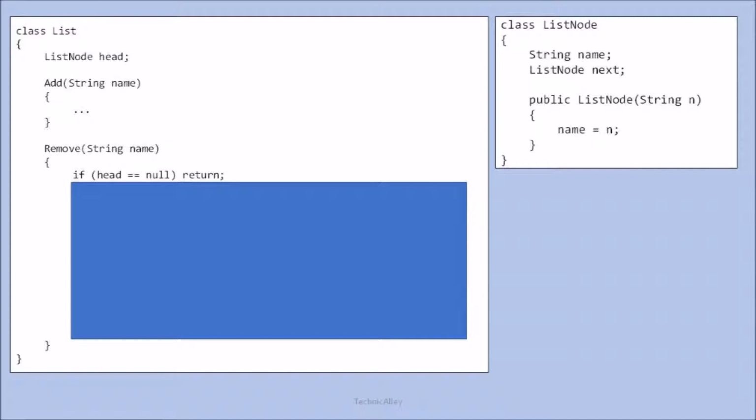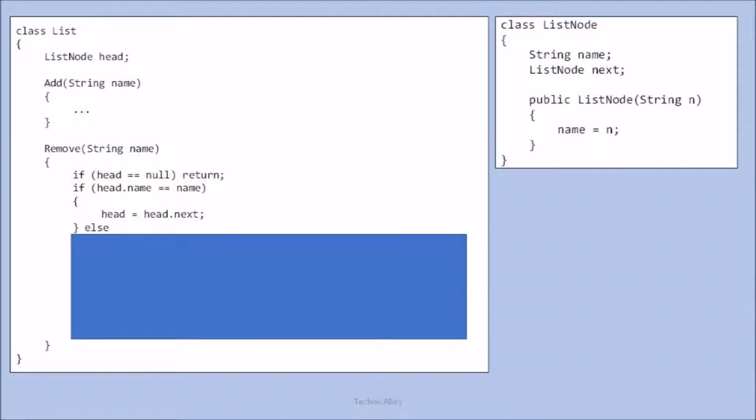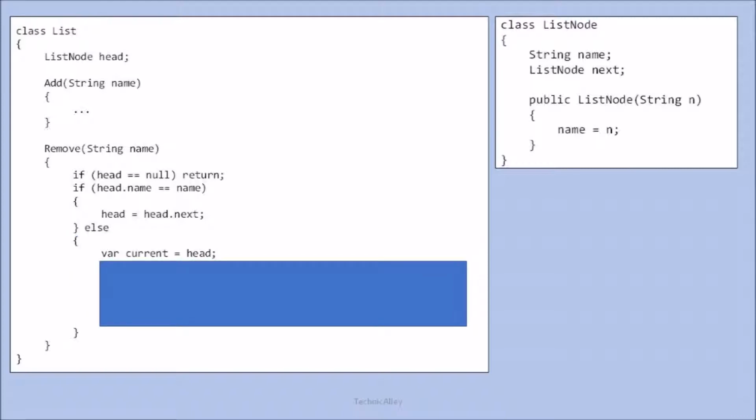Next, if the item we want to remove is at the start of the list, we want to make the second element our new head of the list. And finally, in case the element is somewhere further in the list, or not in the list at all, we need to traverse the list the same way we did when we wanted to find the last element when we were adding a new item to the list.